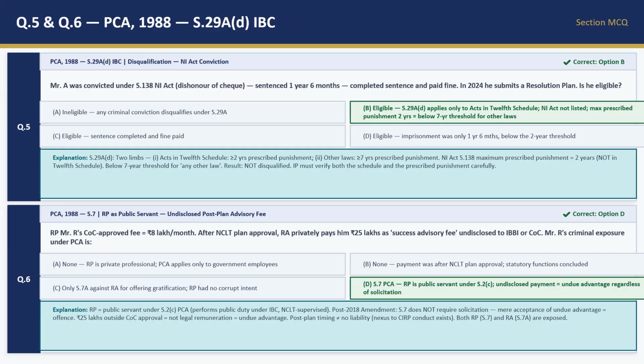which are covered under IBC, the punishment is 7 years. So this 2 years applies to the acts which are given in 12th schedule only and where Negotiable Instruments Act is not listed. And maximum prescribed punishment here is 7 years for other laws. So he will be eligible.